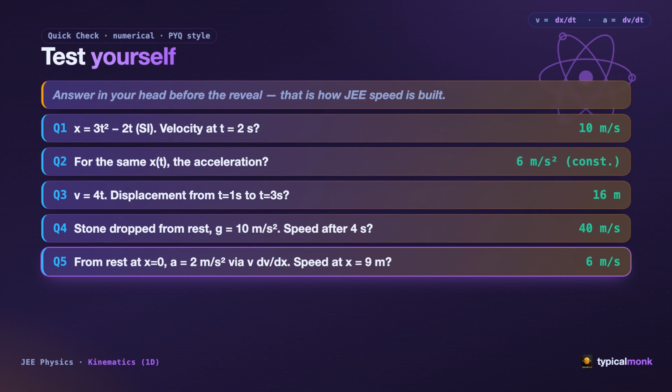And question 5. The thinker. A particle starts from rest at x equals 0 and its acceleration is a constant 2 meters per second squared, but this time treated through v dv over dx equals a. What is its speed at x equals 9 meters? Integrate v squared over 2 equals ax, so v squared equals 36, giving 6 meters per second. Exactly what SUVAT would also give, because here acceleration truly is constant.